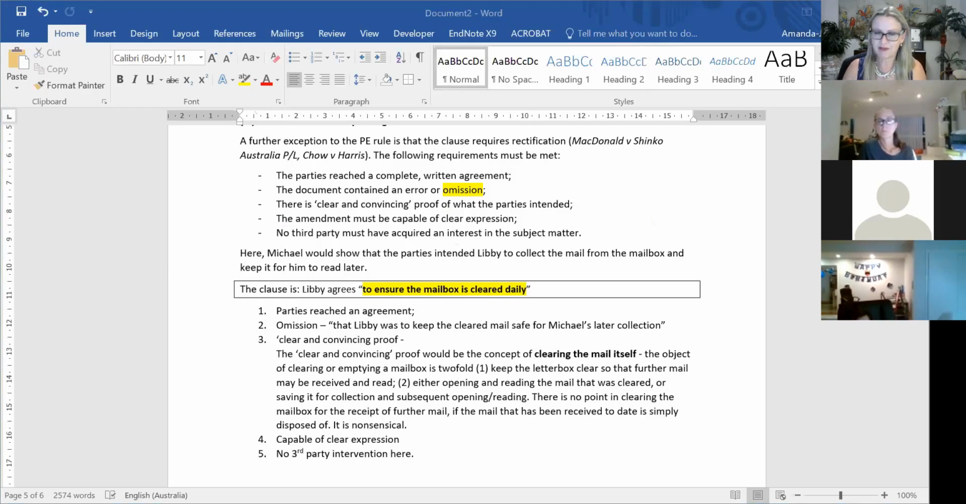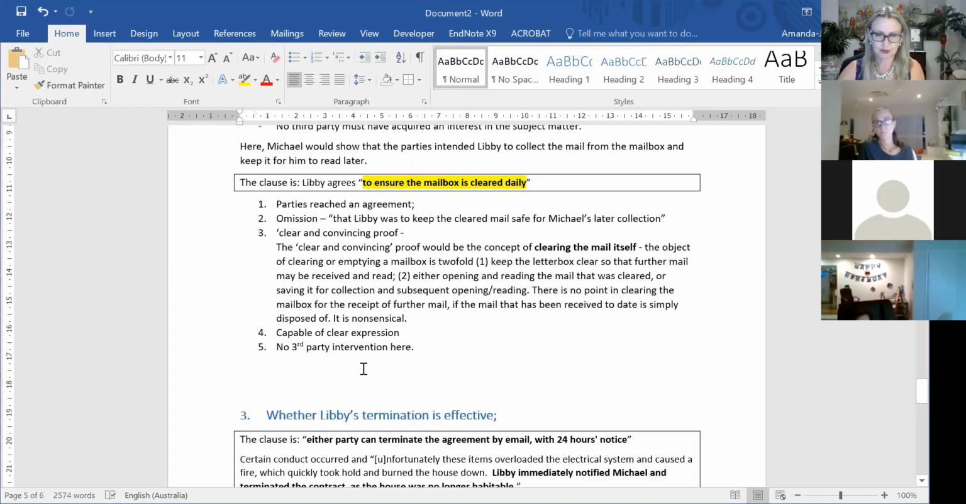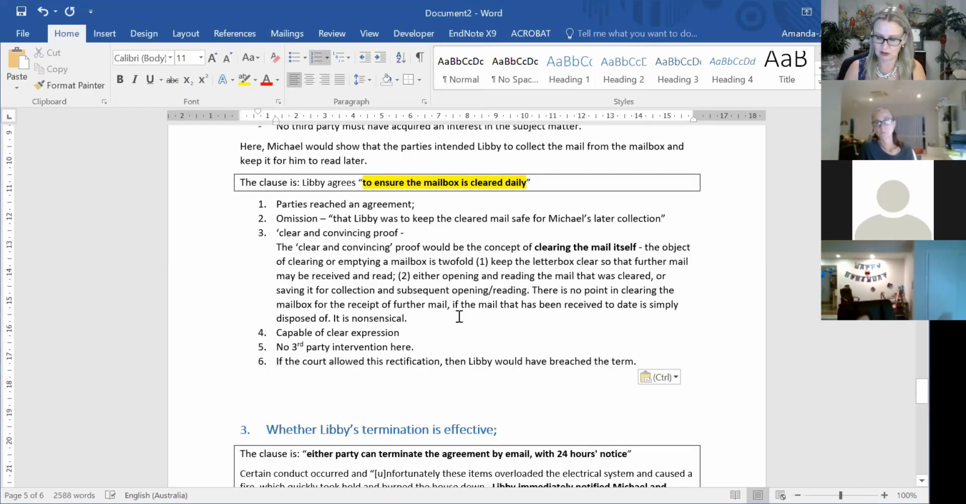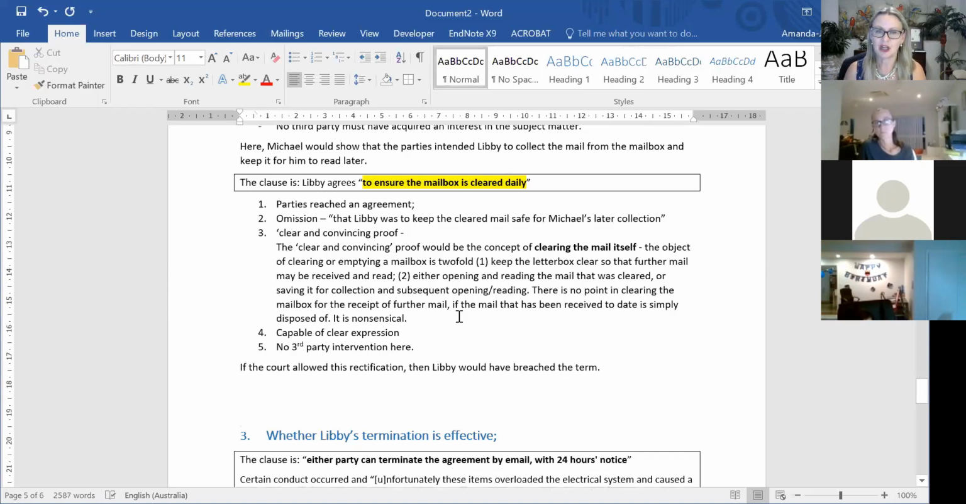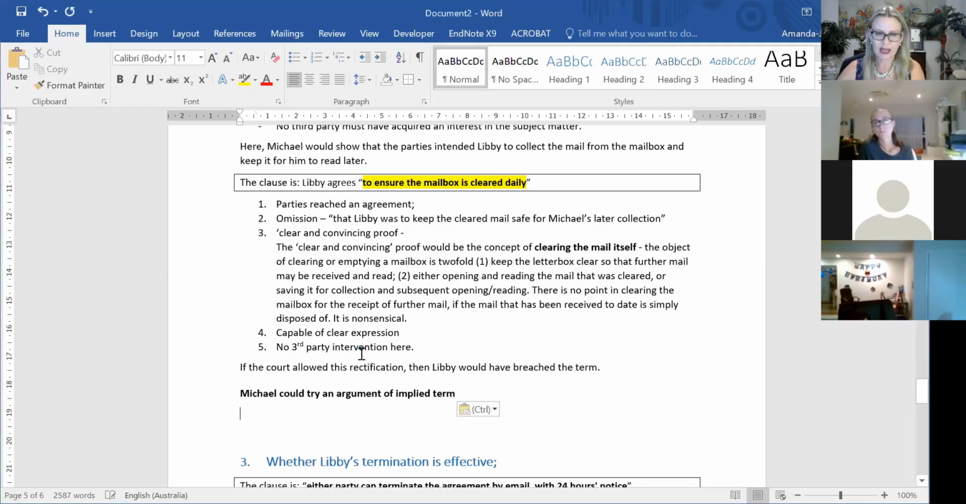So if that was the case, and the court accepted that the parole evidence rule should not apply because the contract needed rectification, then if the court actually did grant the rectification, she would have breached that rectified term. I think there's one other really nice argument that you could make here. And that relates to the stuff that we're going to look at next week in relation to implied terms.